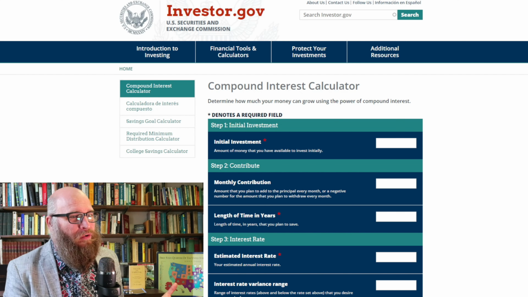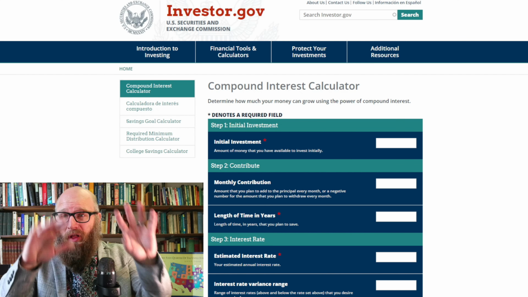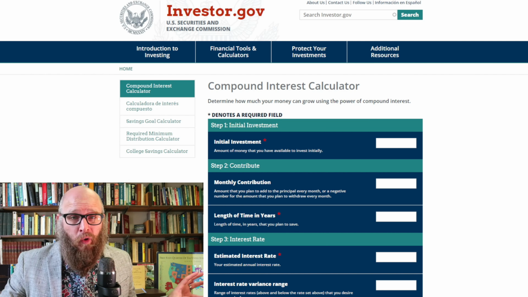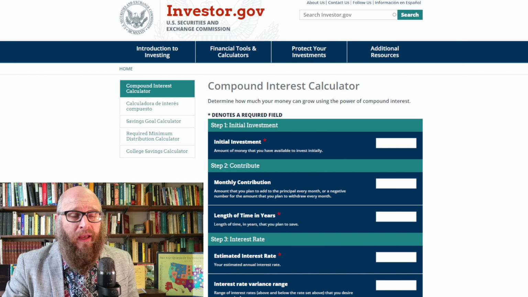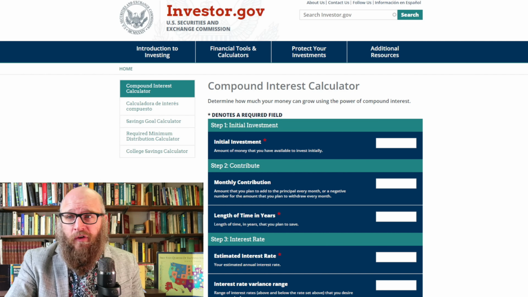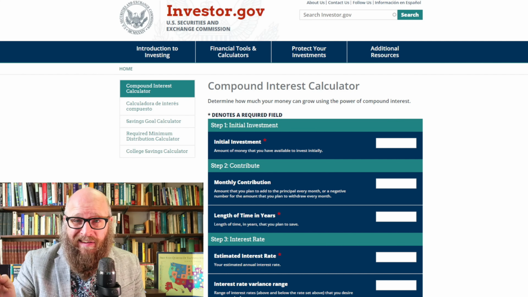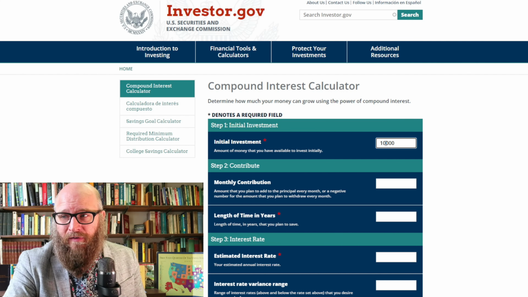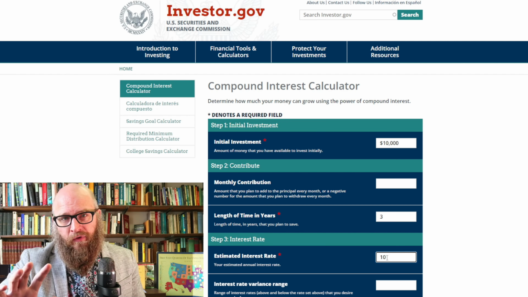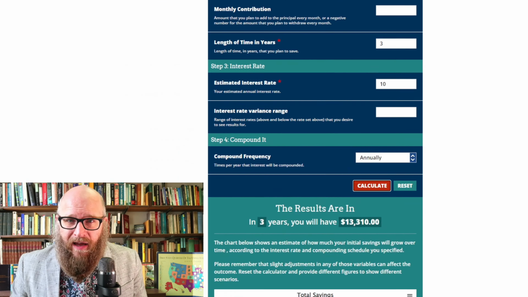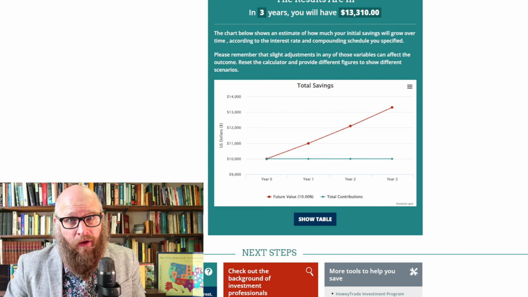Now, not everybody walks through life with a formula memorized, and so there's lots of calculators out there on the internet. Just a real quick Google search for compound interest calculator. Here we have investor.gov from the U.S. Securities and Exchange Commission, or the SEC, and we'll get the same number, $10,000. 3 years. Interest rate was 10%. It's an annual interest rate. Hit that calculate button, and we see the $13,300.